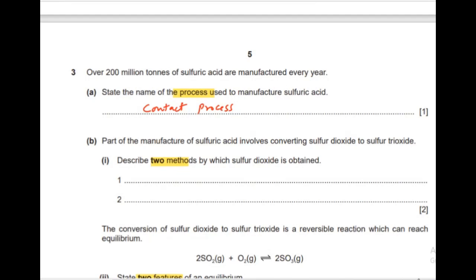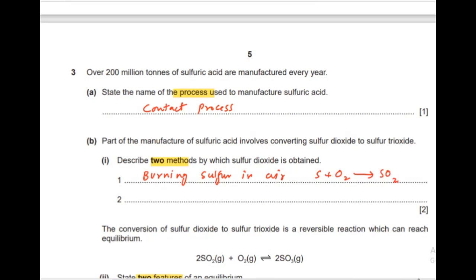Now, two methods by which sulfur dioxide is obtained. This is a direct question in your specification or in your syllabus. You know that by burning sulfur in air, you will get sulfur dioxide. When sulfur is burnt in the presence of oxygen, you will get sulfur dioxide.